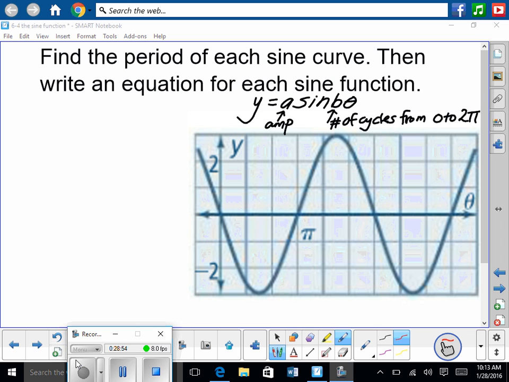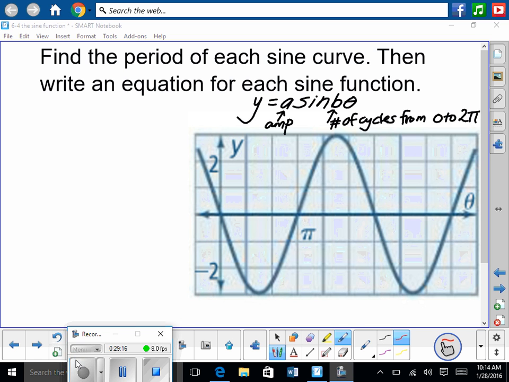Next one here says, find the period of each sine curve, then write an equation for each sine function. So remember that the equation of sine is y equals a times the sine of b theta, where a is the amplitude and b is the number of cycles from 0 to 2 pi.